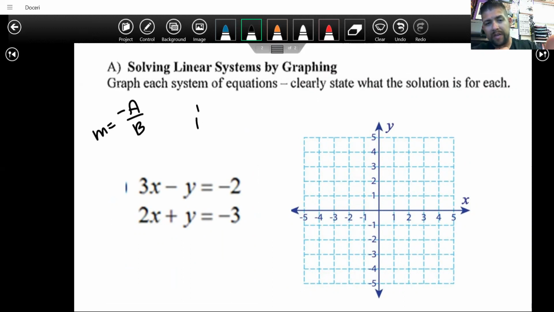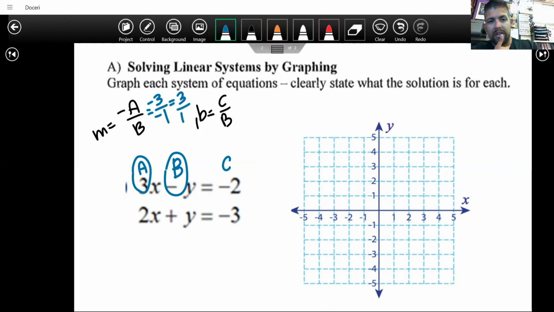And our intercept is going to be c over b. So I'm going to do them simultaneously, hopefully. This is a, this is b, and this is c. So my first equation here, I'm going to get -a over b, which happens to be -1. So -3 over -1 is just going to be 3 over 1. And then my intercept is going to be -2 over -1, or just 2. So my first one being 3 and +2.